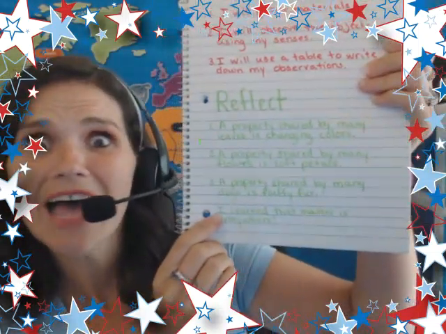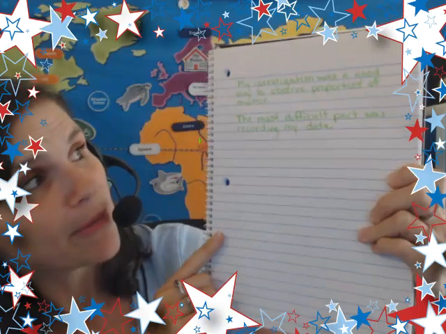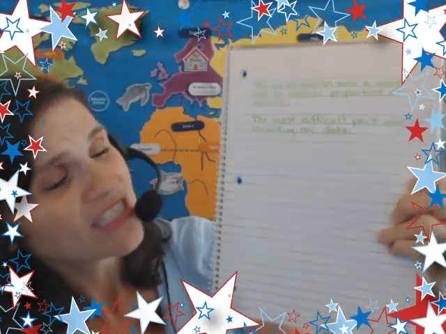So here is the rest of my reflect section. I wrote, I learned that matter is everywhere. Like they just said, look around. I see all sorts of matter. My investigation was a good way to observe properties of matter. I learned a lot about my objects. And the most difficult part for me was recording my data. It took a lot of work to write down all of those observations.